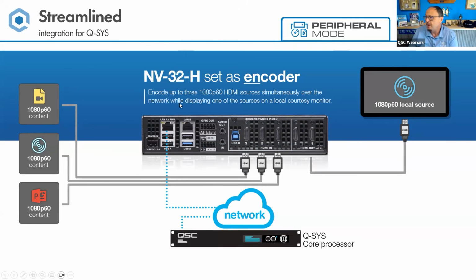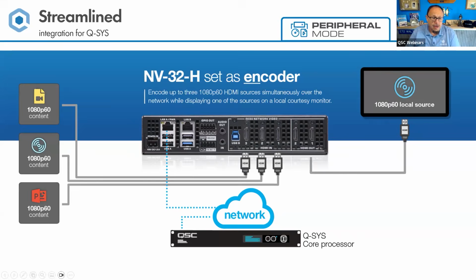So as an encoder, you have the ability to plug in 3 HDMI inputs at 1080p 60 or below, and we can stream all 3 of those out. You also have the ability in encoder mode to have one output of 1080p locally.